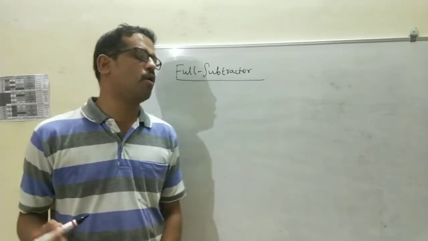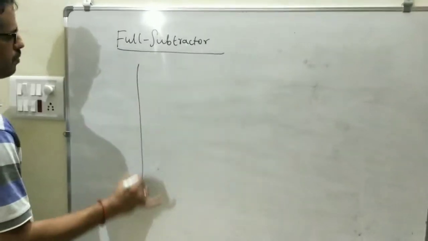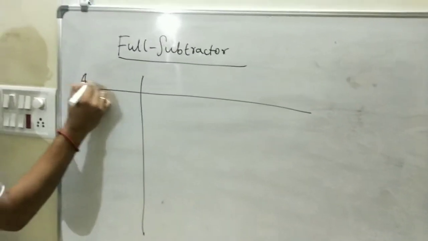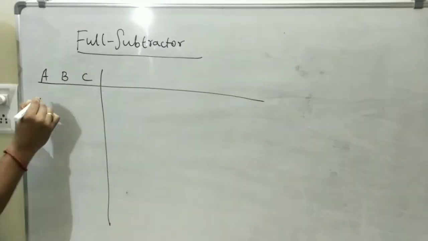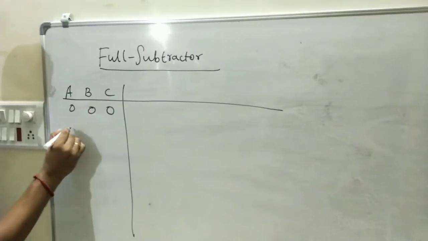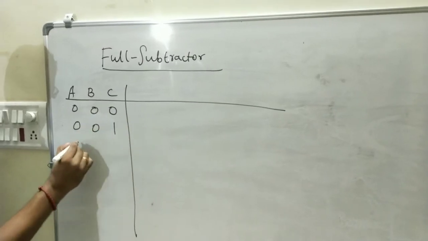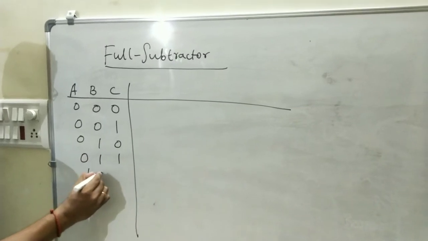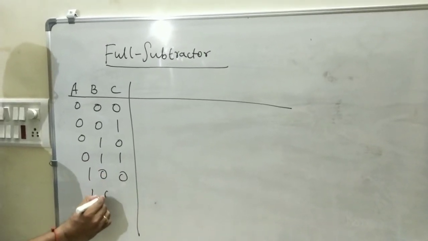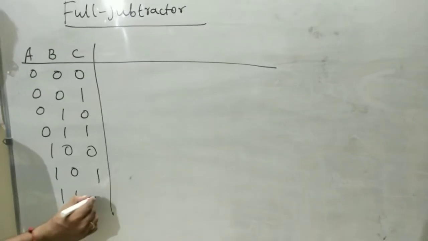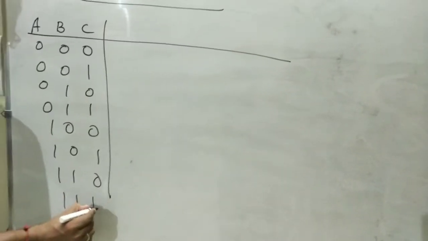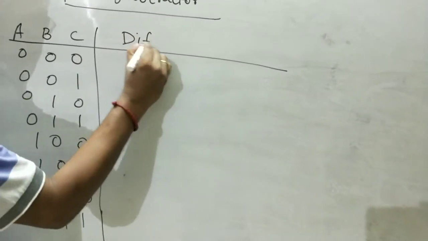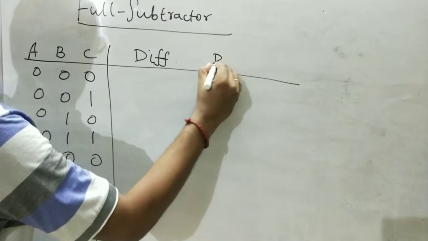So 3 inputs. How many input combinations will be in the truth table? 8 combinations, right? So A, B, C, 0, 0, 0, 0, 0, 1, 0, 1, 0, 0, 1, 1, 1, 0, 0, 1, 0, 1, 1, 1, 0, 1, 1, 1. Output is difference and then borrow.